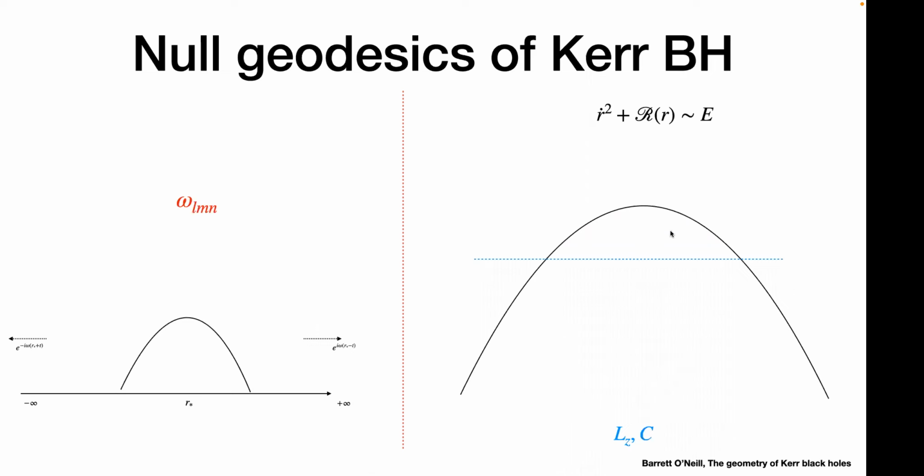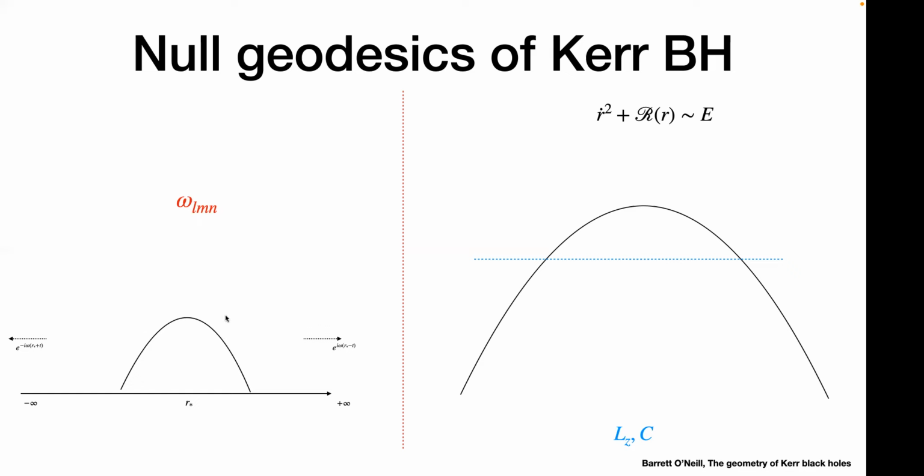In the radial part, the potential always looks like this. The shape is controlled by the L_z and the Carter constant, and the effective energy in the radial direction is controlled by both the total energy and the Carter constant. But here I just omit the Carter constant for simplicity. And you can already see that the shape of this potential is akin to the potential from black hole perturbation theory, which is on the left.